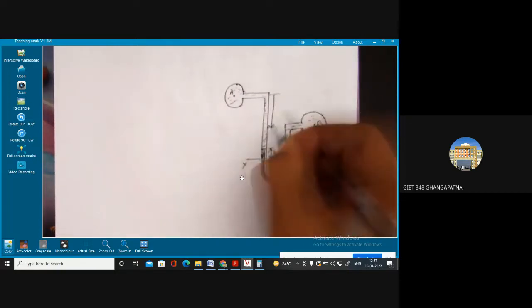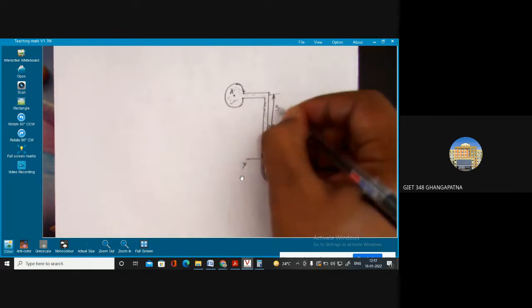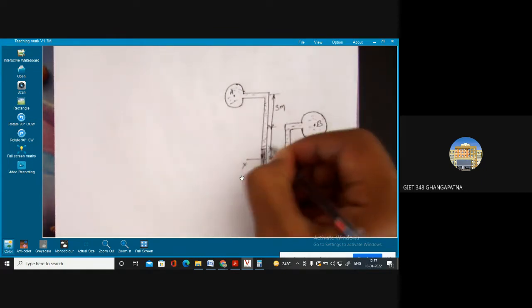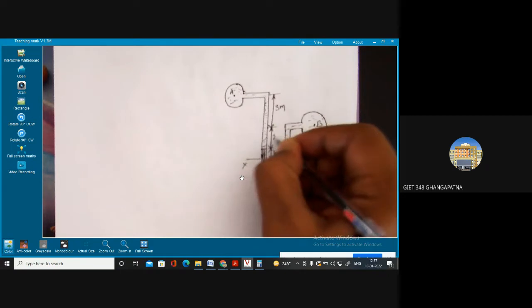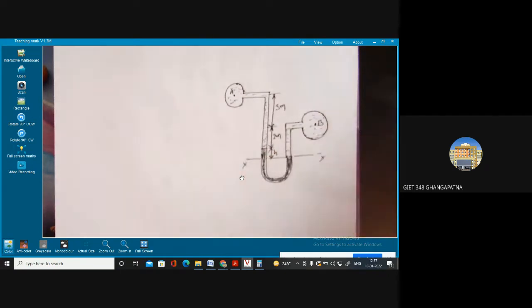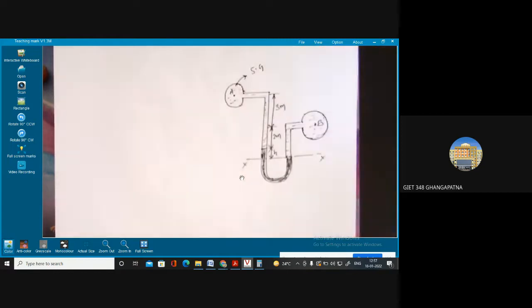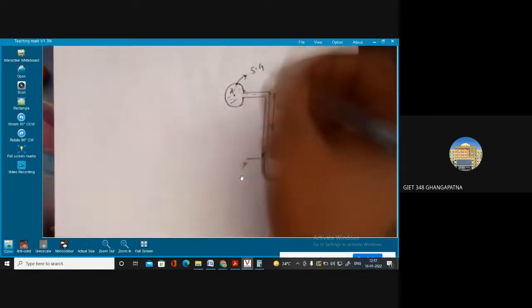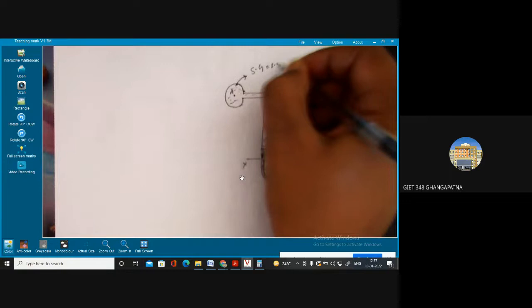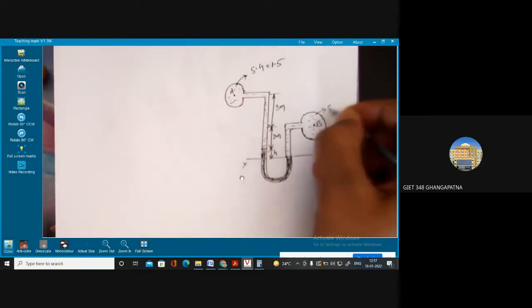This is how much? 3 meter. And this is given as 2 meter. And here you have an oil which is having specific gravity how much? 1.5. And here you have a liquid which is having a specific gravity 0.9.